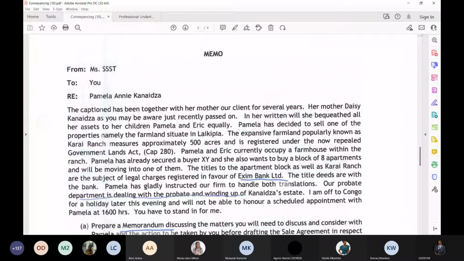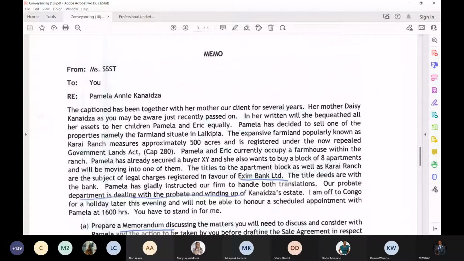The expansive farmland, popularly known as Karai Ranch, measures approximately 500 acres and is registered under the now repealed Government Land Act, Cap 280. Pamela and Eric currently occupy a farmhouse within the ranch. Pamela has already secured a buyer, XY, and she also wants to buy a block of 8 apartments and will be moving into one of them. The titles to the apartment block, as well as Karai Ranch, are the subject of legal charges registered in favor of Exim Bank Limited. The title deeds are with the bank.